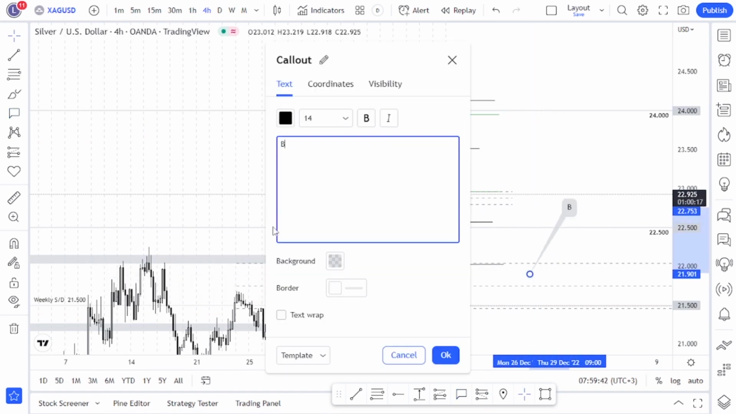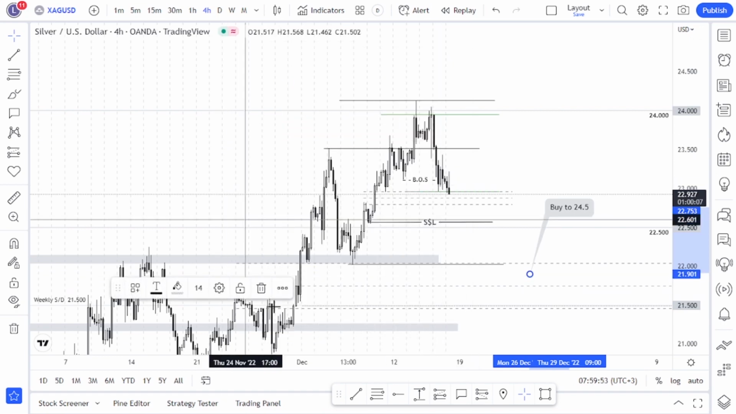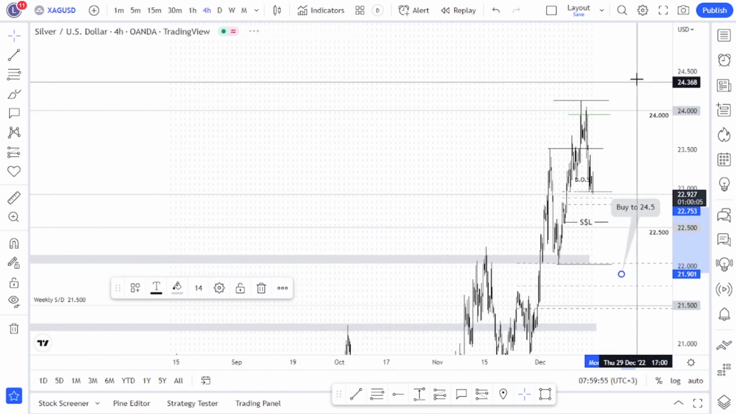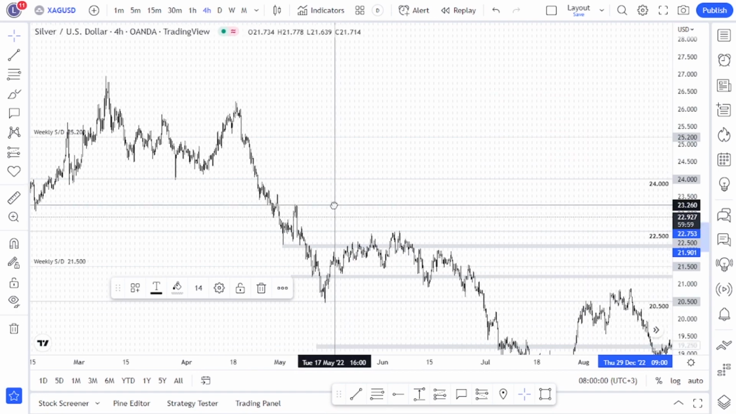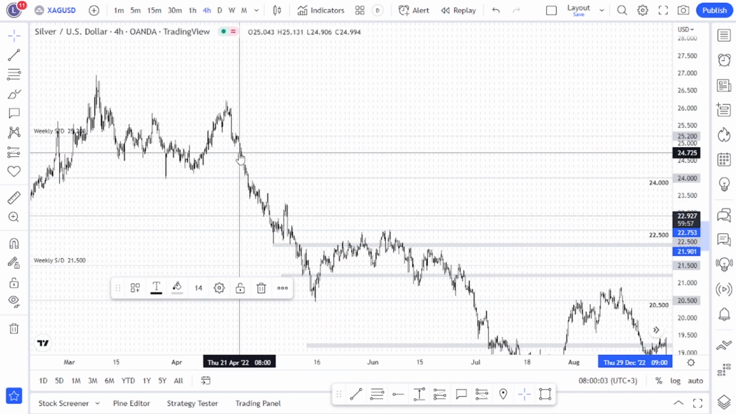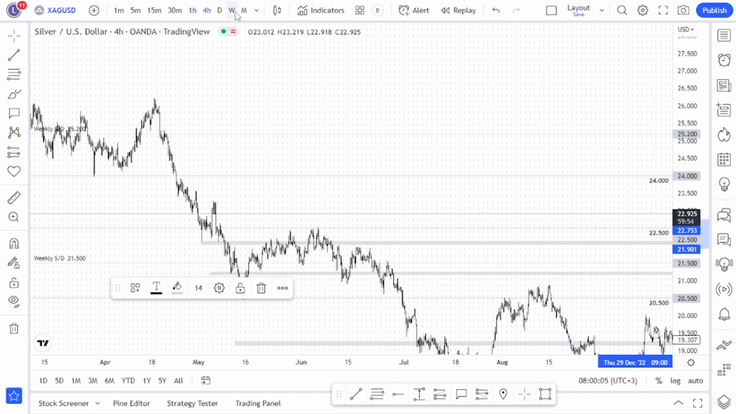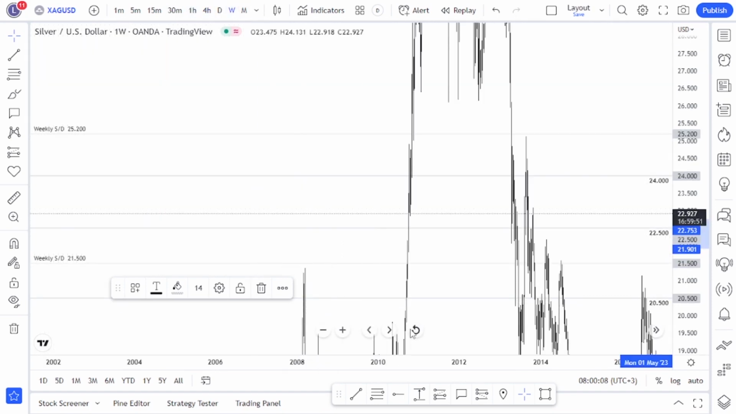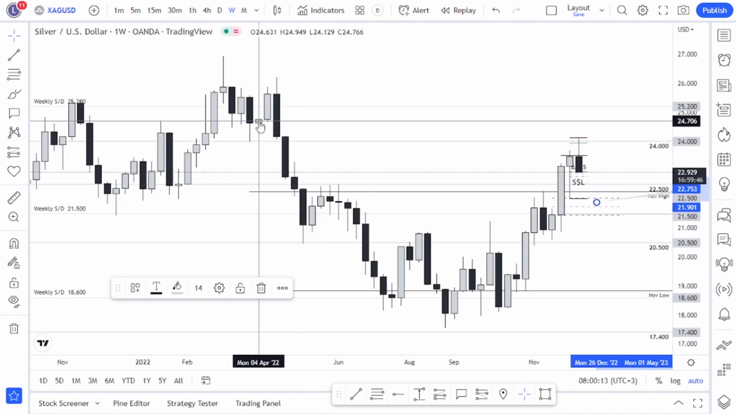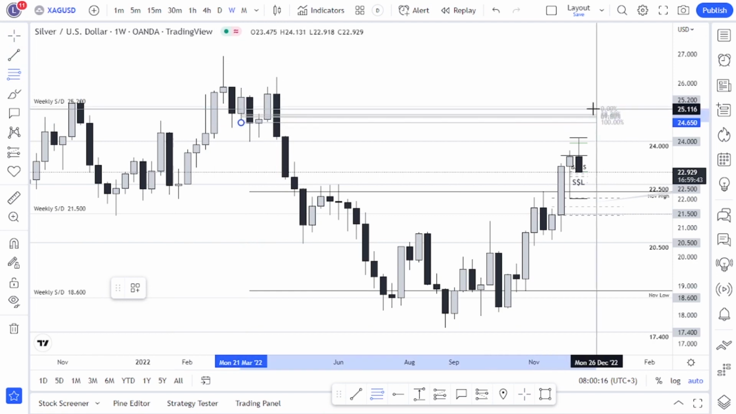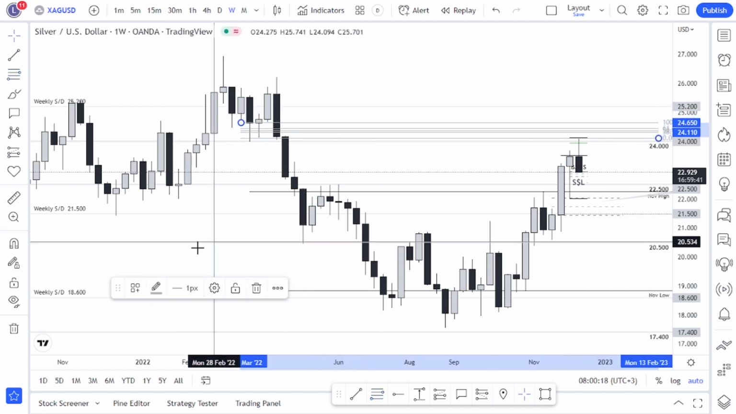Buy to 24.5. Okay, why 24.5? Let's zoom back in. Price always leaves clues, and if you follow those clues, you'll make money. Why that price point is because on the weekly we can see that there's some imbalance here to be filled. Some was filled, some was not filled.